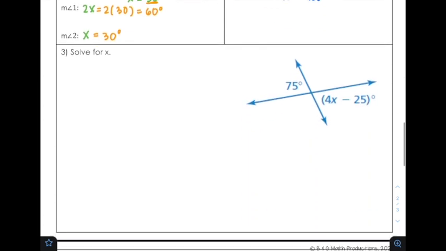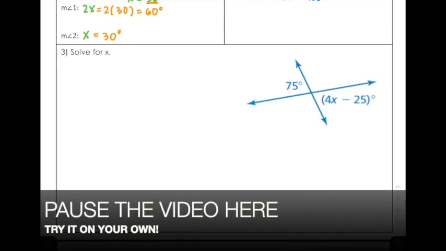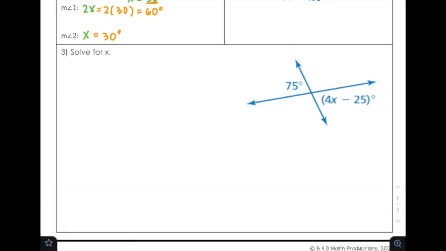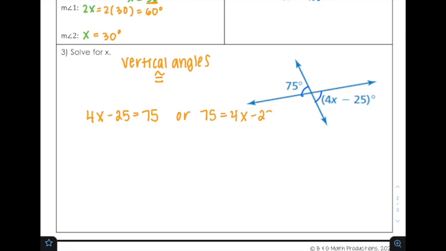For the last question, try this one on your own. You're solving for x. You don't have to find the measurement. You're just solving for x. All right, so you have the value of x now. This is what it would be. Knowing these two angles, these are going to be vertical angles. Vertical angles are congruent to each other. So I would say 4x minus 25 equals 75. If you wrote 75 equals 4x minus 25, you have the same thing.